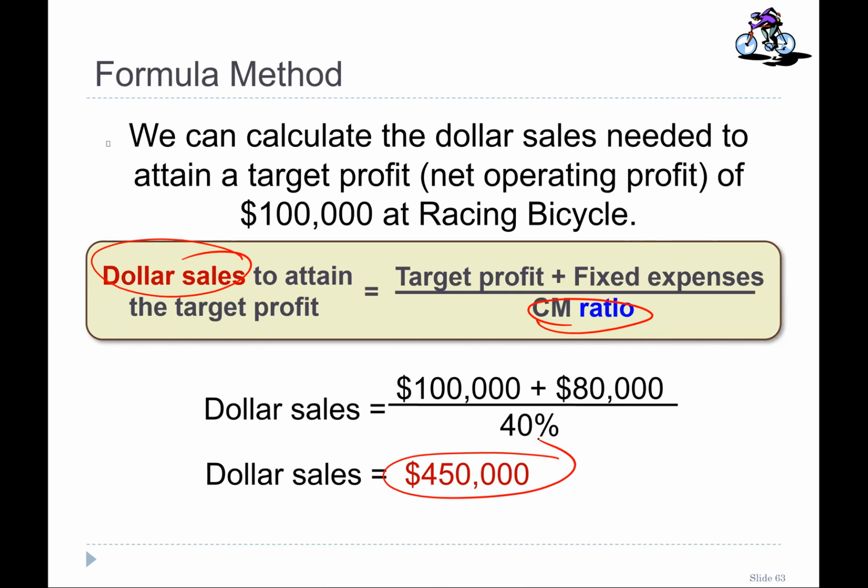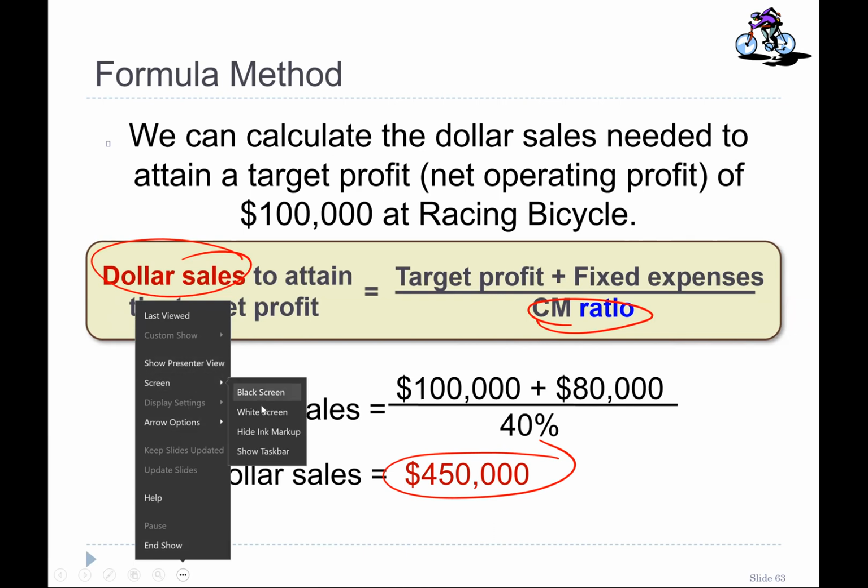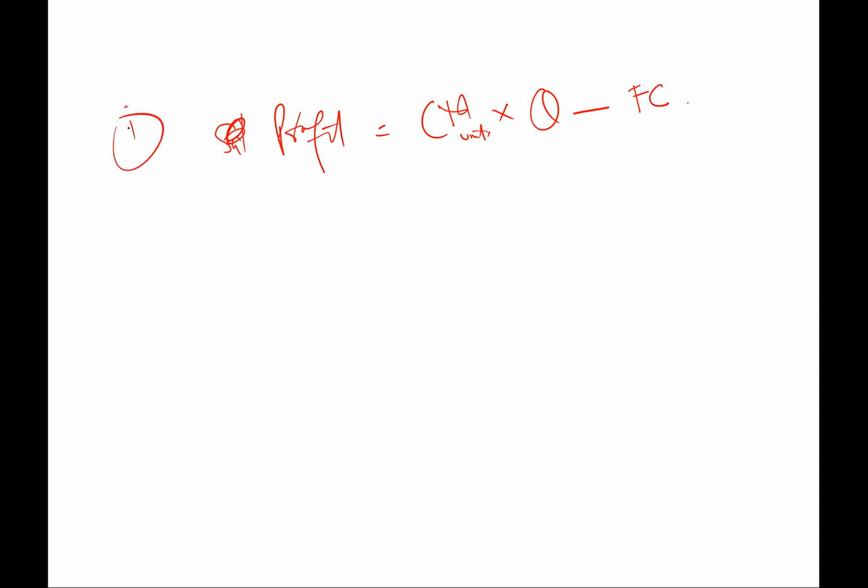450,000. Right? So don't be confused. Just remember that it is the same formula. Let me just write it down for you guys. So it's the same formula: profit is equal to CM in units multiplied by quantity minus fixed cost. This is the equation.